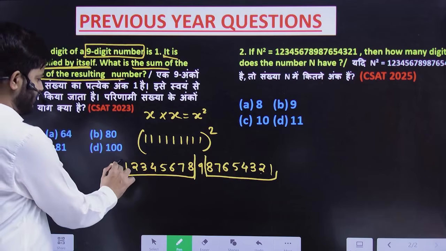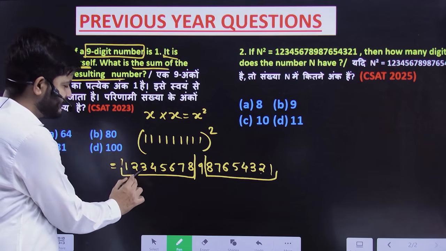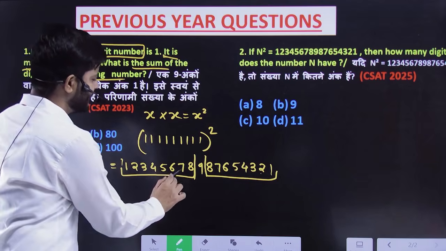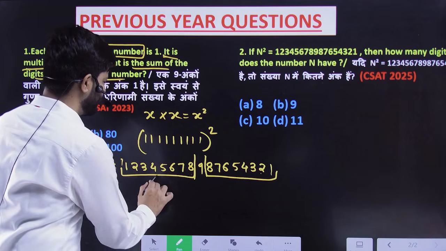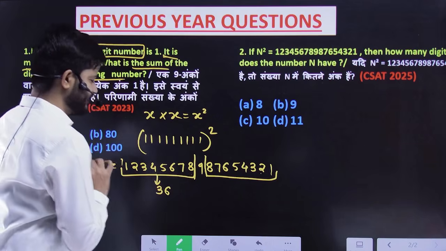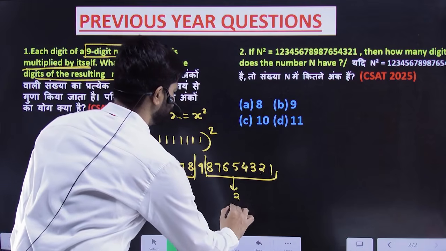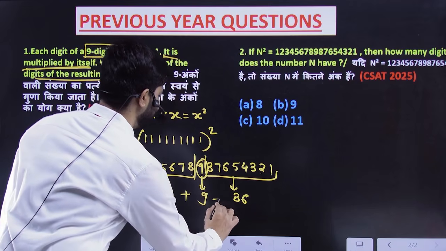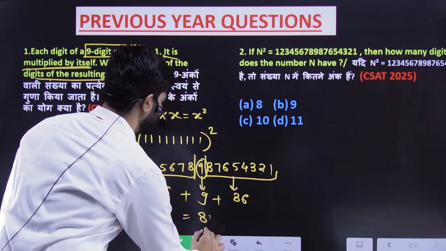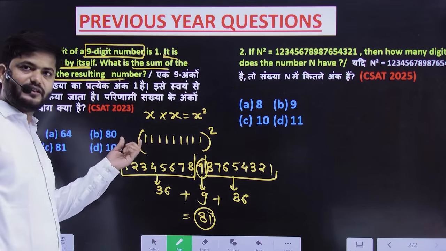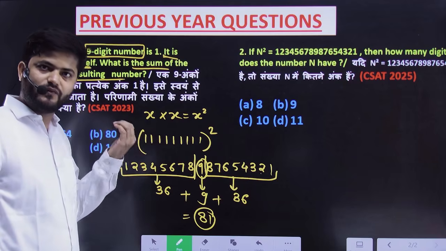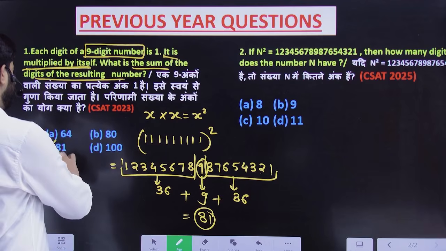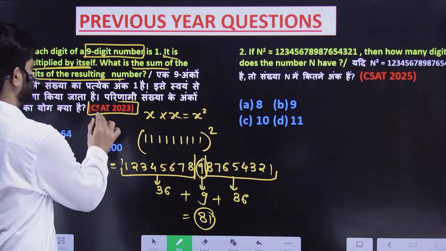Add this part. 1 plus 2 is 3, plus 3 is 6, plus 4 is 10, plus 5 is 15, plus 6 is 21, plus 7 is 28, and plus 8 is 36. If this part is 36, then this is also 36, and here 9 is remaining. When we add this, we get the result 81. The sum of digits of the square of 111 up to 9 times is 81. 81 is the correct answer, and this question was asked in CSAT 2023.